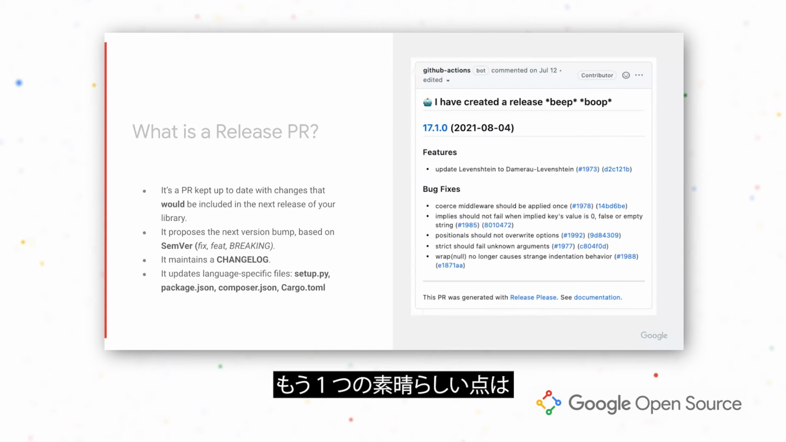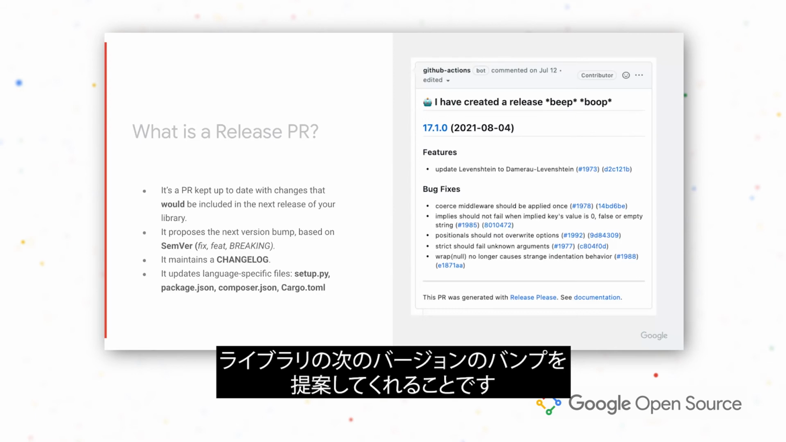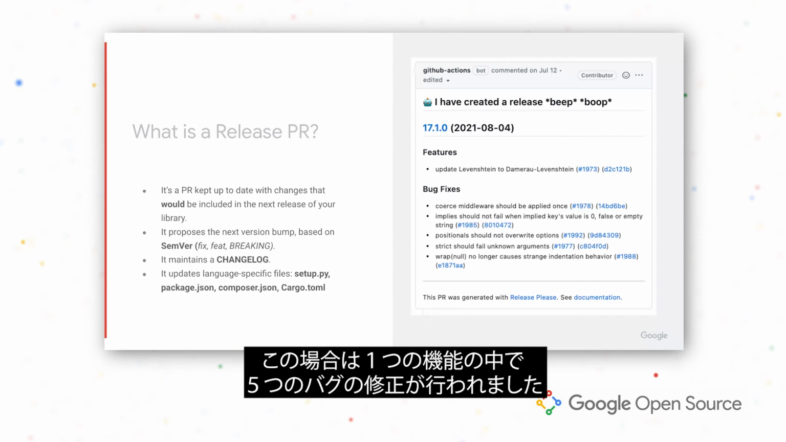The other nice thing it does is it proposes what the next version bump will be for your library based on Semver, taking into account the fixes, features, and breaking changes. So in this case, we have 5 bug fixes that have happened and a single feature.